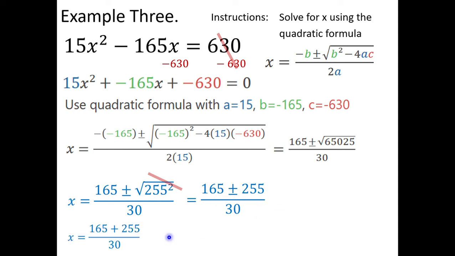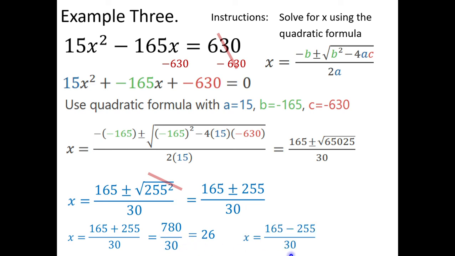So on the positive side, you get 780 over 30. If you want to try to reduce this fraction, 30 goes into 780 26 times. So our one answer is 26. So 26 will solve this equation. If you put 26 in for x and evaluate this equation with 26, this will end up a true story. All right, what's our other answer?